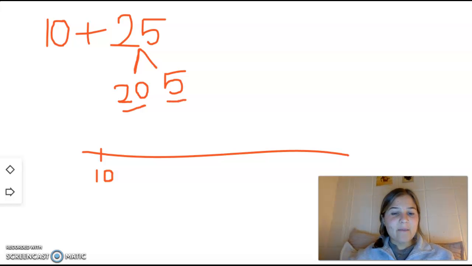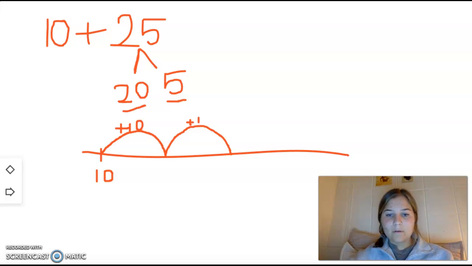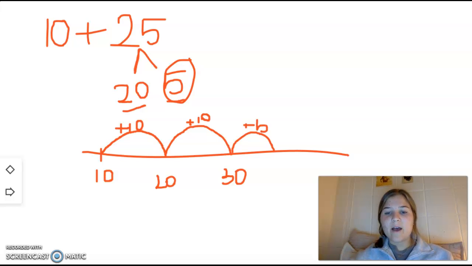So instead, I'm going to add 20, 1, 2 jumps of 10 away, which would get us to 20 and 30. And then I would add that 5. So now I would add on 5. And I know that 30 plus 5 is 35.